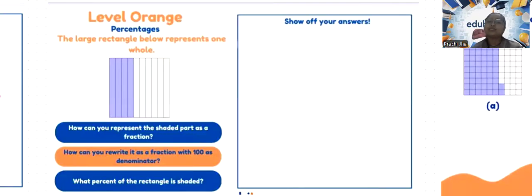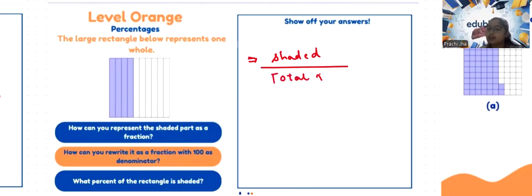Now, the large rectangle below represents one whole. If you look at this large rectangle, how can you represent the shaded part as a fraction? Let's first represent the shaded part as a fraction. How do we represent a fraction clearly? The shaded part, the part that we are talking about, is going to be on the top, and the total number of parts is going to be in the bottom.